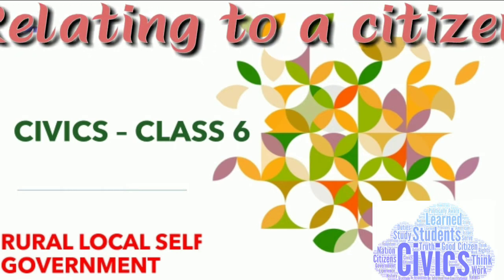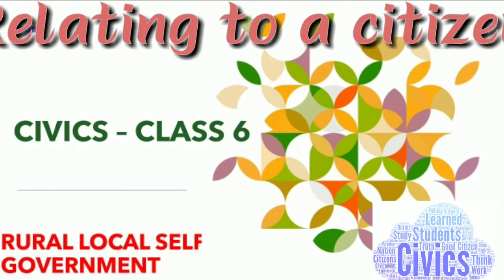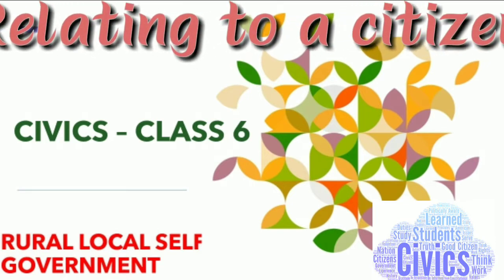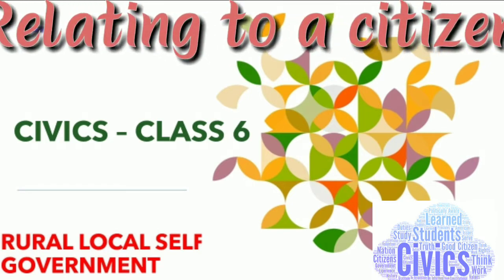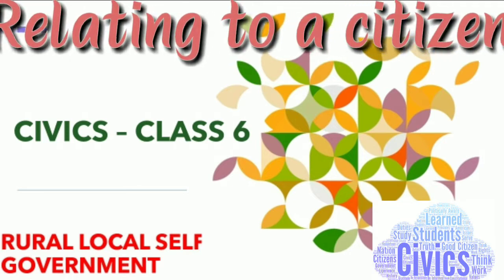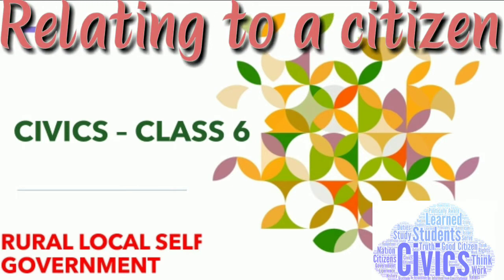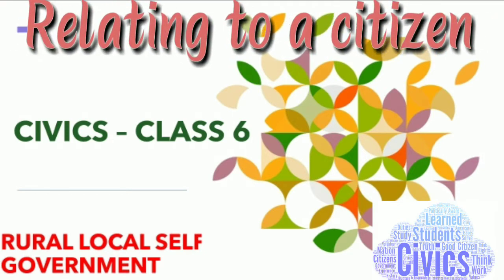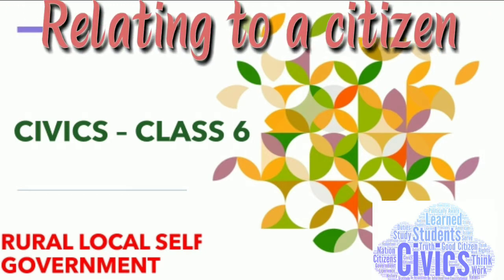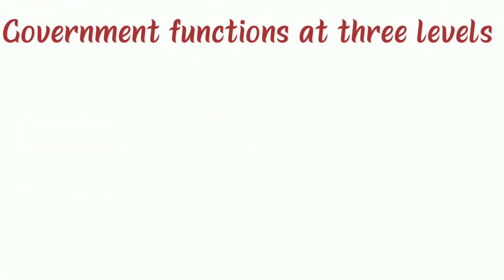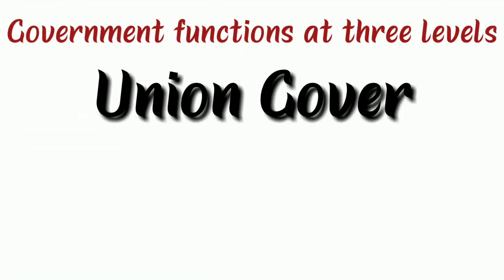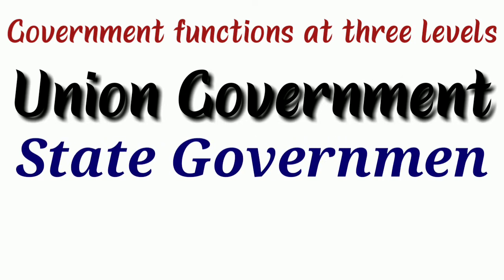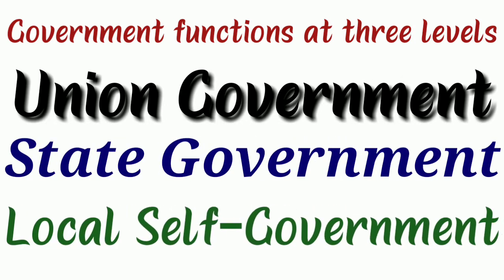As you know, India is a vast country and the different regions of India have their specific needs and problems. It would be very difficult to solve all these different problems sitting at the center. So, to work more efficiently, our government functions at three levels: union, state, and the local level. That is union government, state government, and local self-government.